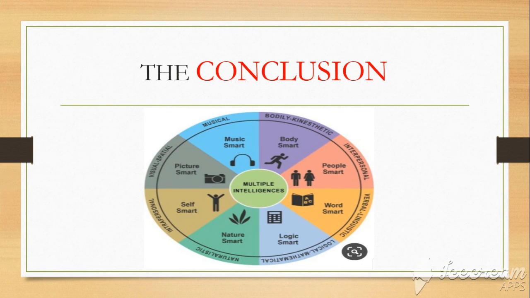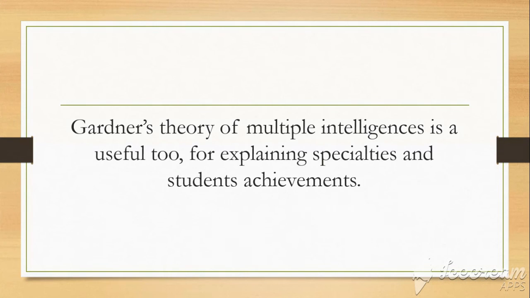The conclusion. So these are the 8 categories of multiple intelligences. Gardner's theory of multiple intelligences is a useful tool for explaining specialties and student achievements.